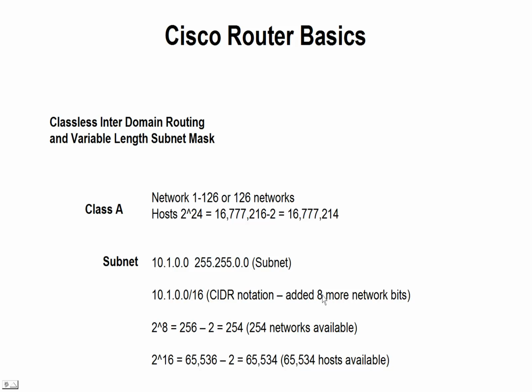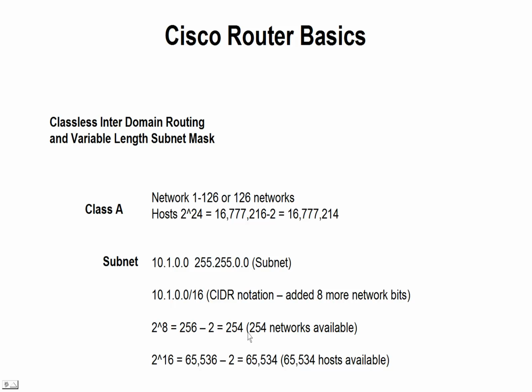And what we've done is we've added 8 more bits by taking this next octet here and assigning those with all 1s. If you take 2 to the 8th power, you get 256. Taking 2 away from that gives us about 254 networks that are available for assigning now.